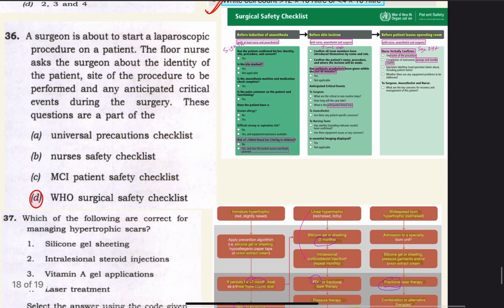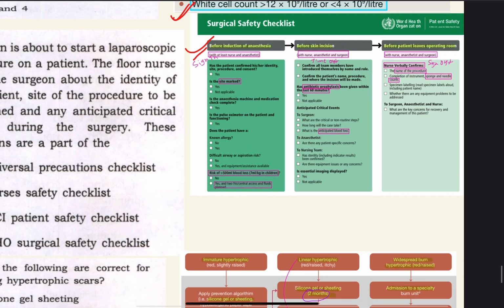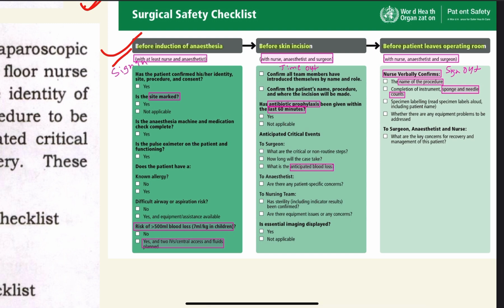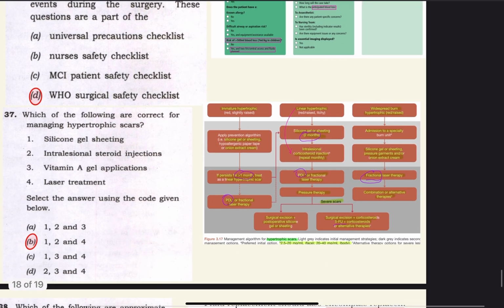A surgeon is about to start a laparoscopic procedure on a patient, and the floor nurse asks the surgeon about the identity of the patient, site, procedure, and the performance, and any anticipated critical event during the surgery. These questions are part of the WHO surgical safety checklist. So you see the nurse, anesthesia, and surgeon confirm the team members. Okay, so confirm the name, procedure, any incision, where the incision will be made. Any critical events. So this is part of the WHO surgical safety checklist. Okay, so next is 37.